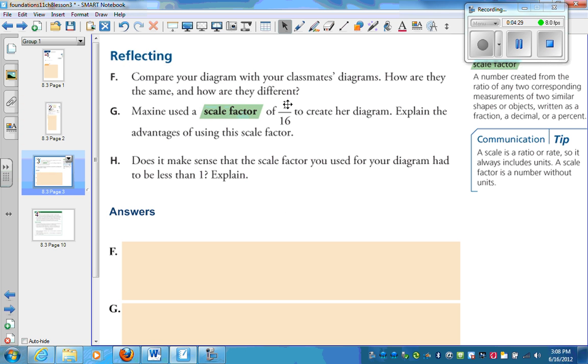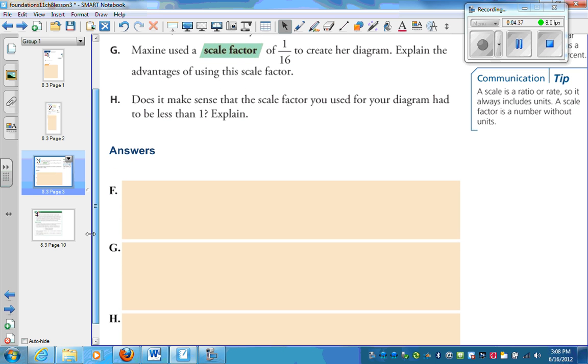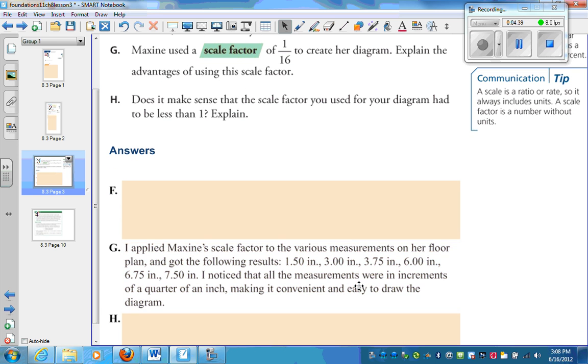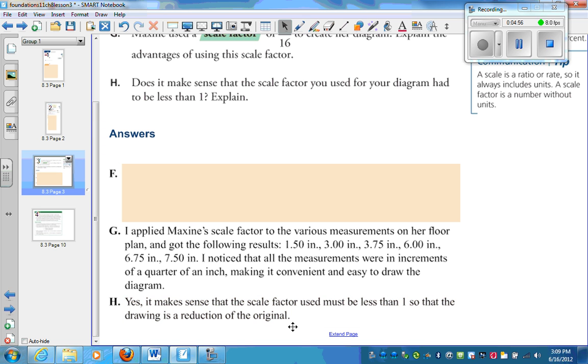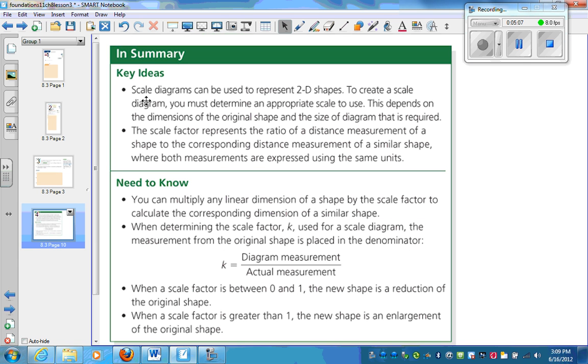Maxine used a scale factor of 1 to 16 to create her diagram. Explain the advantages of using this scale factor. So what would be good if instead of 1 to 16 we did 1 to 24? Then we would be in 1/4 of an inch and it would be easy as opposed to some of the measurements we had. Okay? Does it make sense ever to have a scale factor to be less than 1? It makes sense because we are doing a reduction. So when we go from a room to a piece of paper, you're drawing everything smaller. So it should be a smaller factor. And that's what we're going to talk about here.